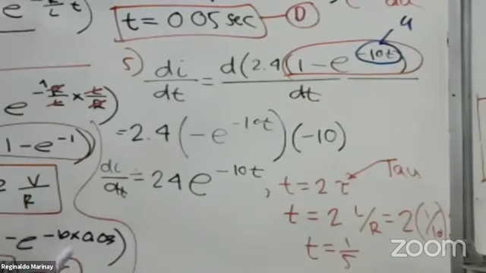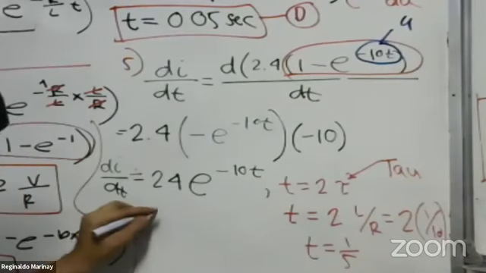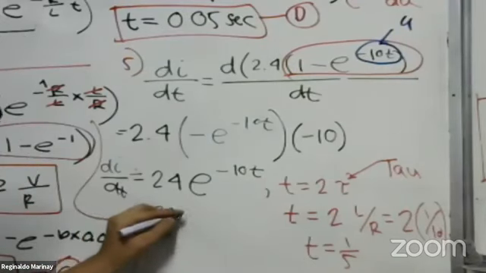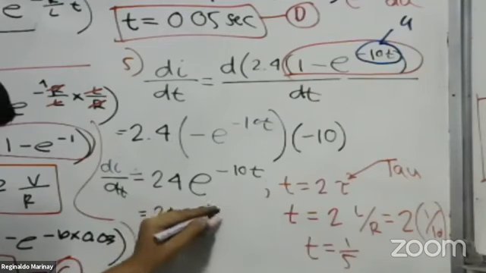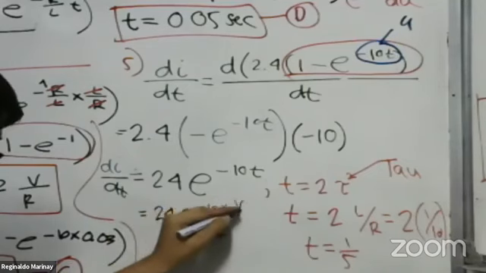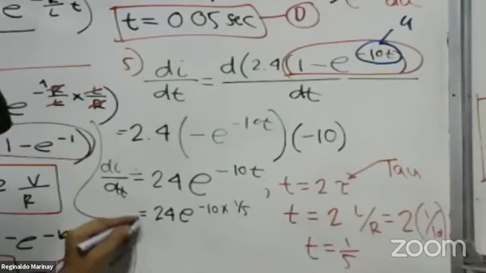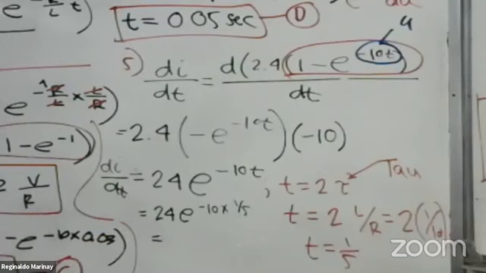So we just have to substitute: 24 e raised to negative 10 times 1 over 5. Give me the value here. Please calculate. I want everybody to participate. In Powerhouse, our students always have their calculators. Almost every meeting, we do some calculator techniques.